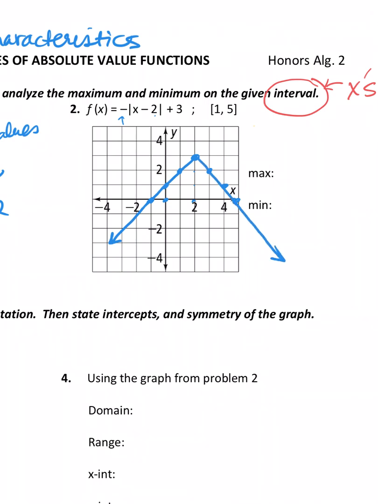All right, now I'm going to look at just the interval from x is 1 to 5. So from here to right here. I'm just looking at this little piece right there. And I'm going to figure out what is the highest y value. That's my max right there. And my lowest y value. Well, that's right here. Okay, so then my maximum is a 3. My minimum is at 0.